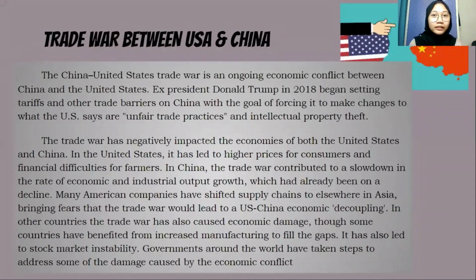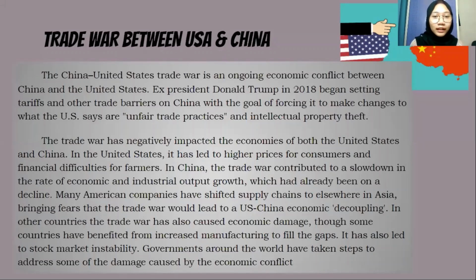Next, a little introduction of the trade war between the US and China. The China-United States trade war is an ongoing economic conflict between China and the United States. Ex-President Donald Trump in 2018 began setting tariffs and other trade barriers on China with the goal of forcing it to make changes to what the US says are unfair trade practices and intellectual property theft.